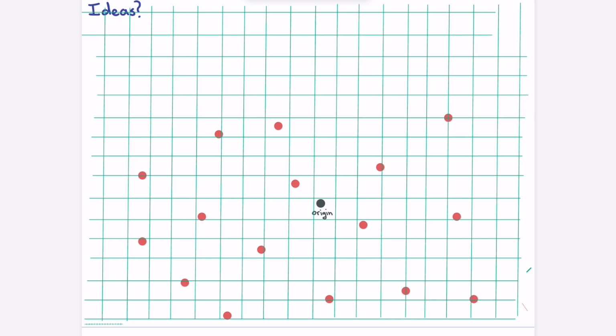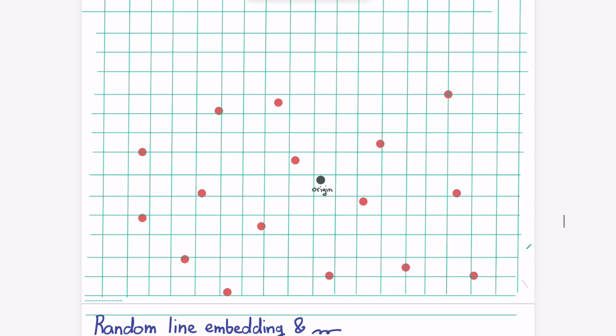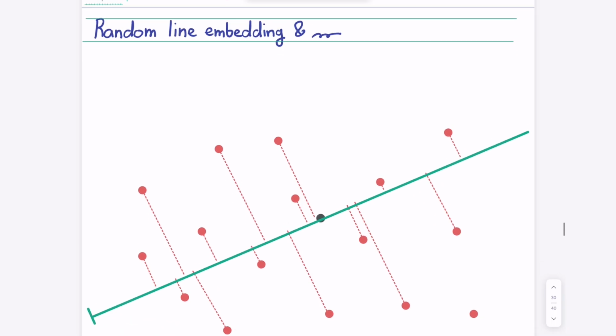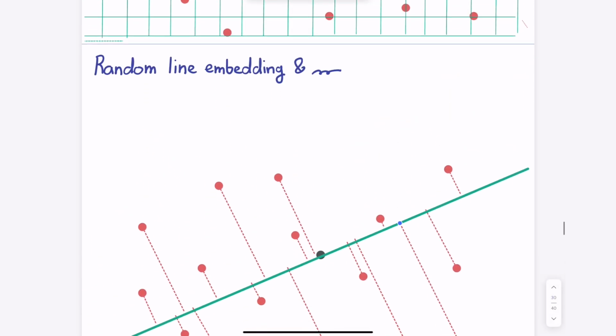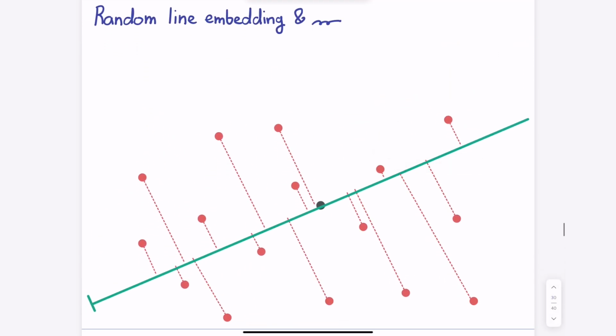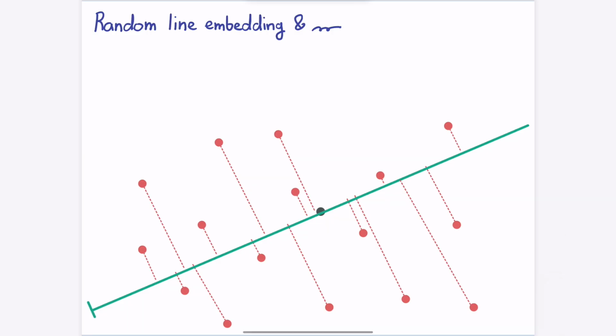Okay, so maybe this picture is not great because it's only drawn in 2D. But suppose I wanted to go from 2D to 1D. I really want to go from high D to 1D, but in this picture it's 2D. So we can do a random line. Something like this. And I could project all the points onto the line, something like this. Okay. Once I project everything onto the line, then what?